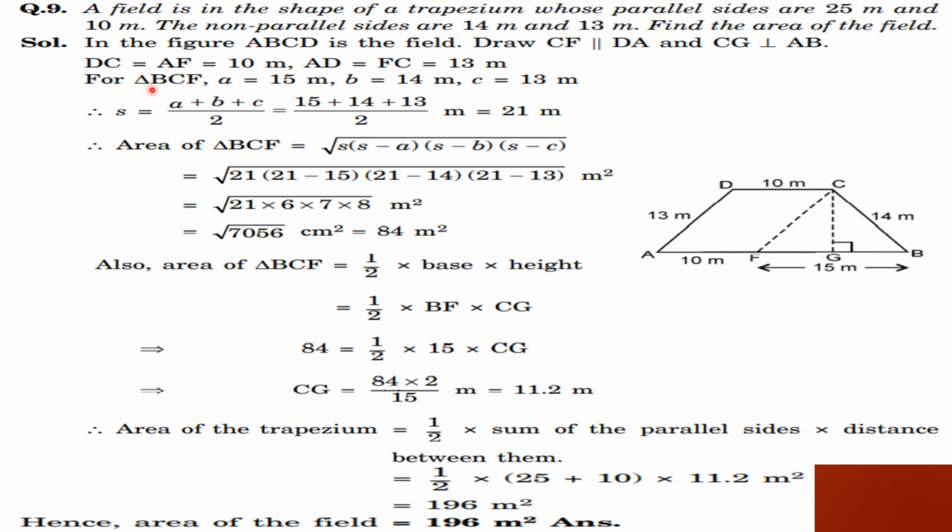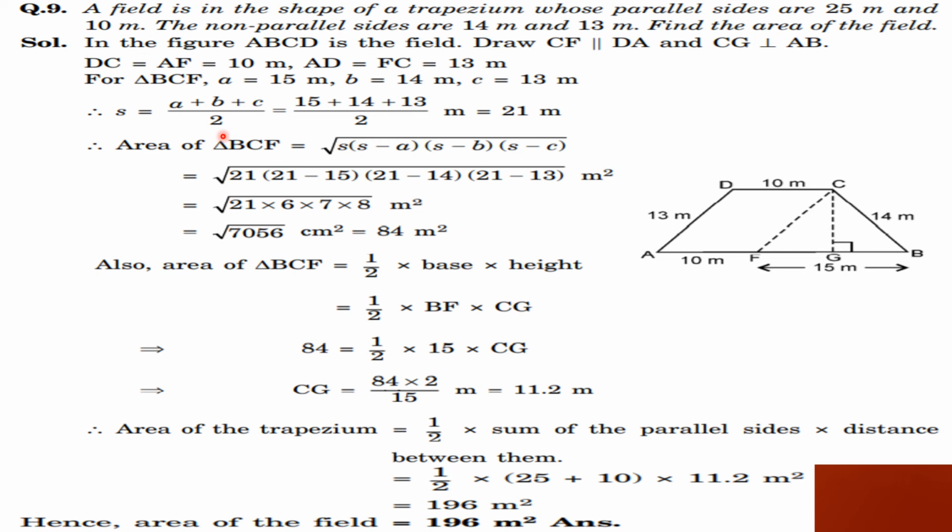For this triangle BCF, the total length is 25. Out of this 25 we have taken 10 meters. Then what will be left here? 15 meters. So BE length is 15 meters, this side is 14 meters and this side is 13 meters. So let us assume that a is equal to 15 meters, b is equal to 14 meters and c is equal to 13 meters. Understood this statement, children? Therefore, s is equal to (a plus b plus c) by 2.